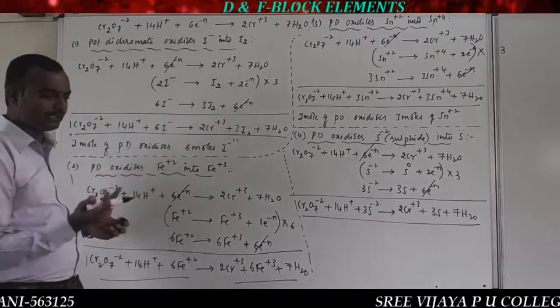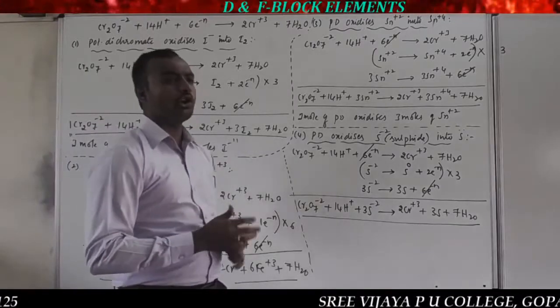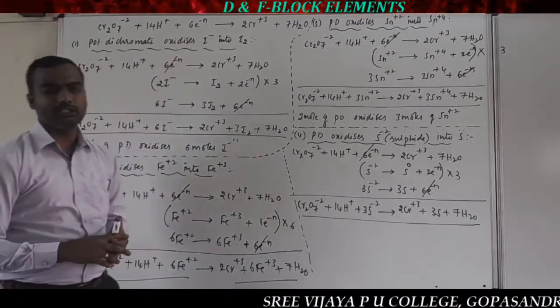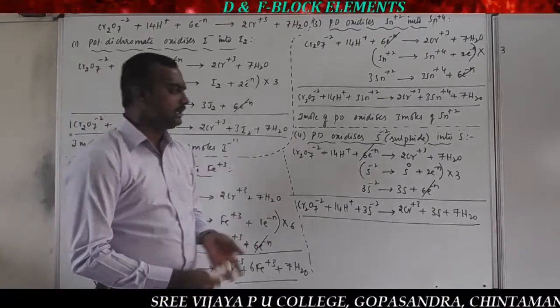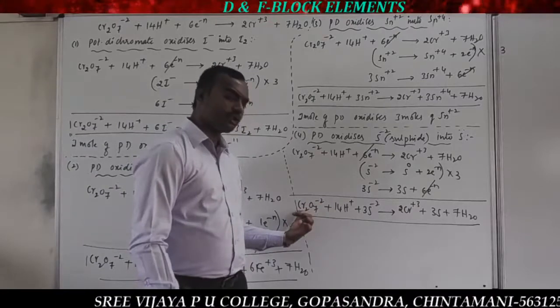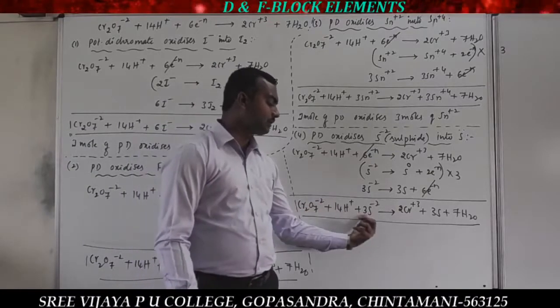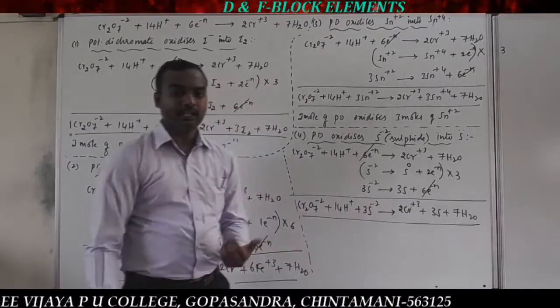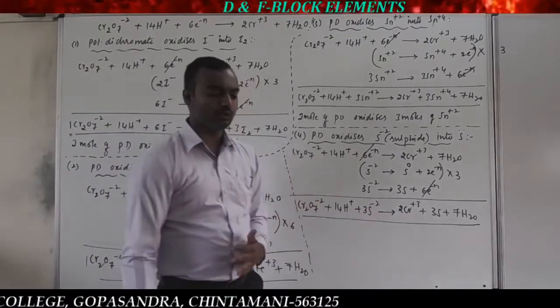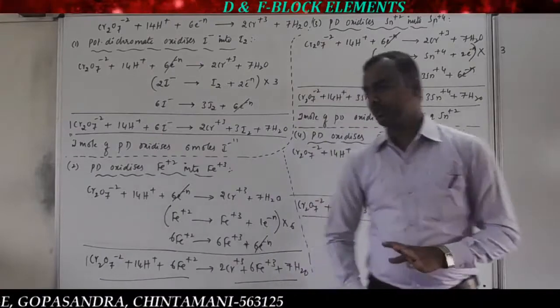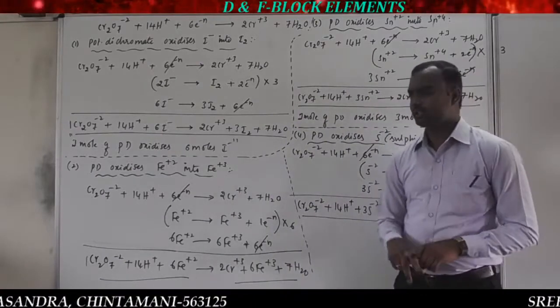In the competitive exams, as usual, questions come like: how many moles of potassium dichromate are required to oxidize 6 moles of sulfide? 1 mole of potassium dichromate oxidizes how many moles of sulfide? 3 moles of sulfide. Then how many moles of potassium dichromate are required for 6 moles of sulfide? That is 2 moles. So that is a simple question. Those are the more repeated questions in our competitive exams.